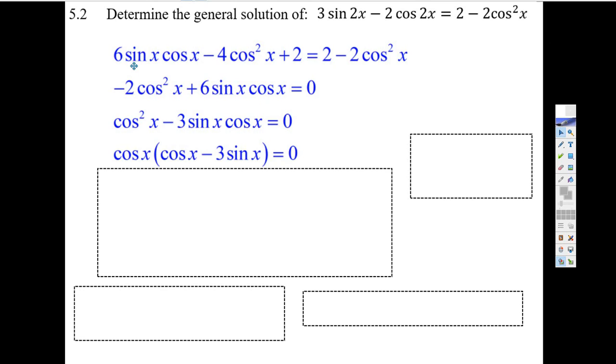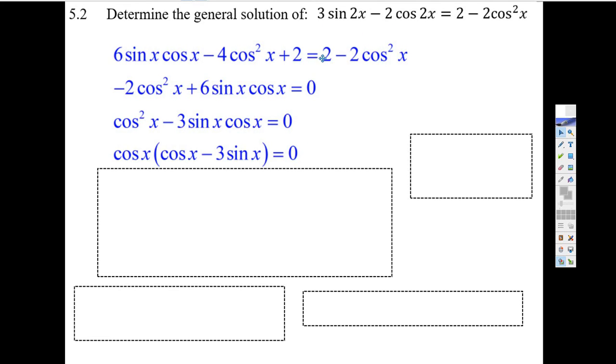Okay, so what have we got? 6 sine x cos x. And if we add 2 cos squared x, we're going to get minus 2 cos squared x here. And we take away 2. Hey, this thing's getting simpler. What if we divide everything by minus 2? We'll have cos squared x minus 3 sine x cos x. Now I see if I factor out cos x, I'm going to get cos x by itself equaling 0.